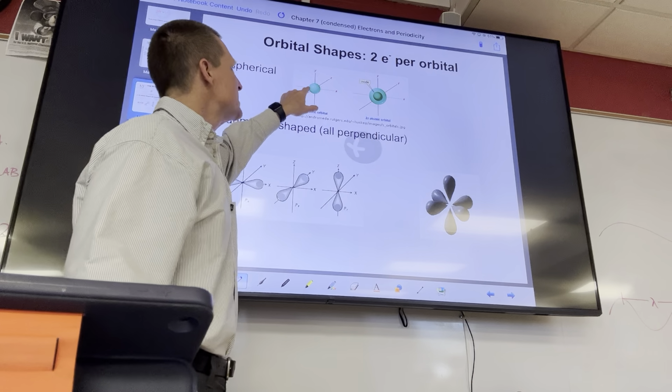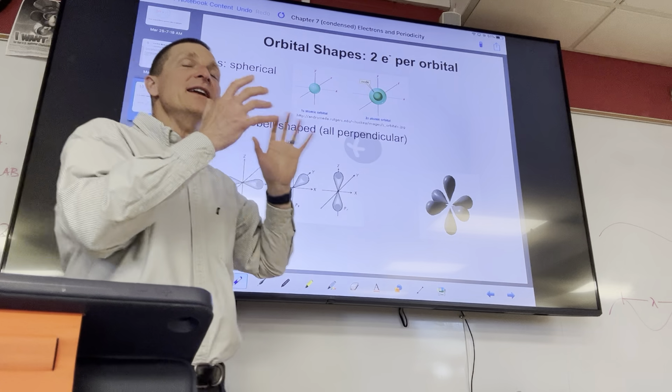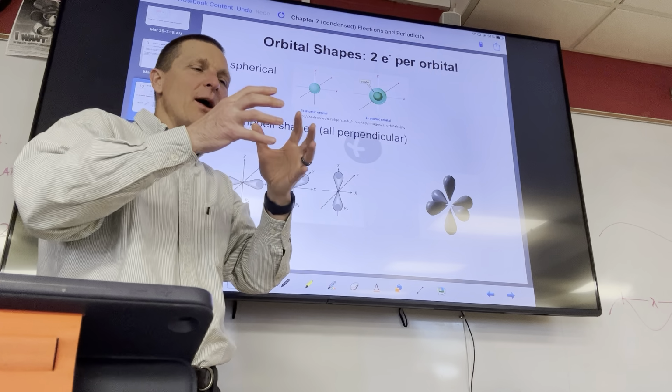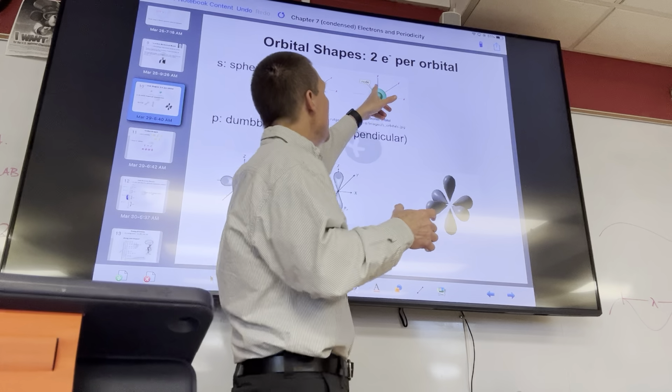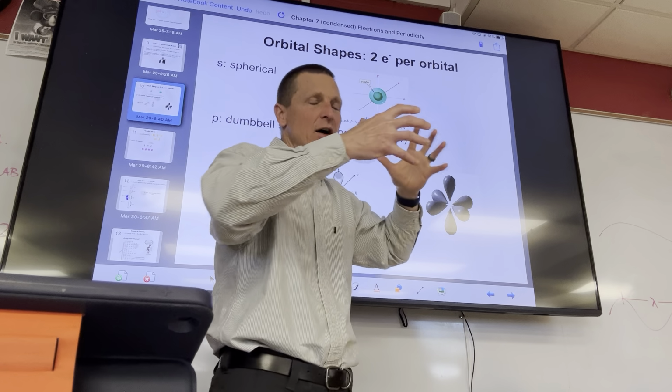If this is 1s, close to the nucleus, the next energy sublevel that would come in would be 2s, also a spherical shape, and it would be above or outside of the 1s.